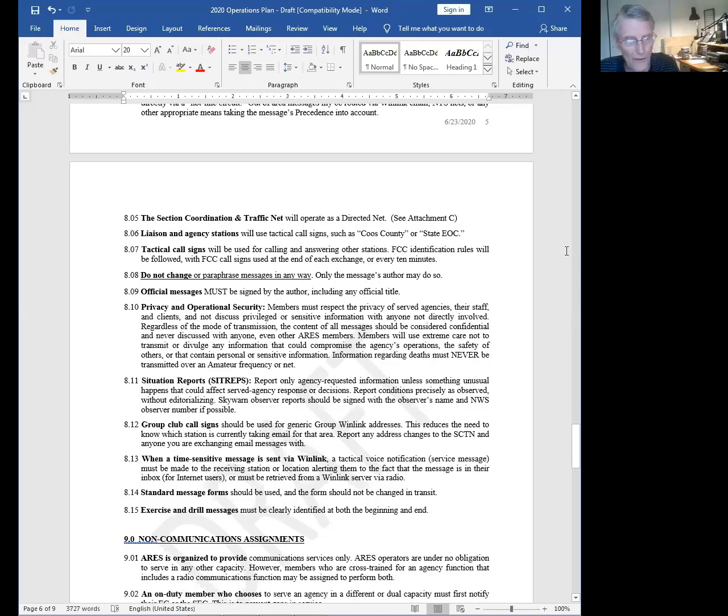Yeah, one thing I did add here, if you look at 8.08, this should be a training issue, but because we've had problems with this just literally forever, I decided that I was going to stick it right smack dab in the plan. It says, do not change or paraphrase messages in any way, underlined boldface. Only the message's author may do so. This should be our mantra.